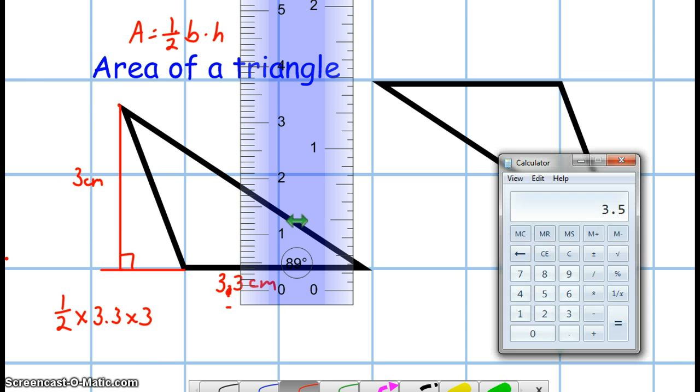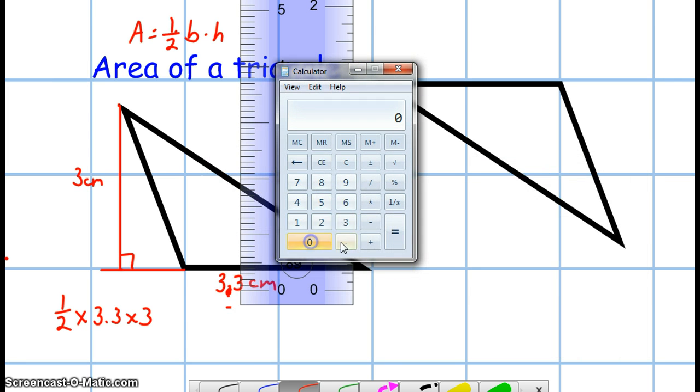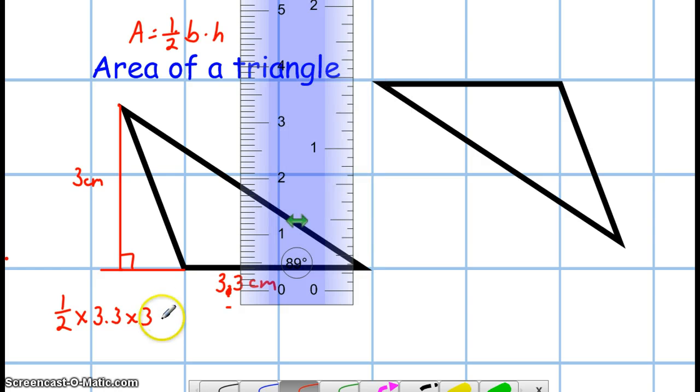Let's bring in our calculator. We'll clear out the numbers from the previous calculation, and we have 0.5, which again is considered 1/2, times the base, which is 3.3, times the height, which is 3, and we have an answer of 4.95 centimeters squared. 4.95 centimeters squared.